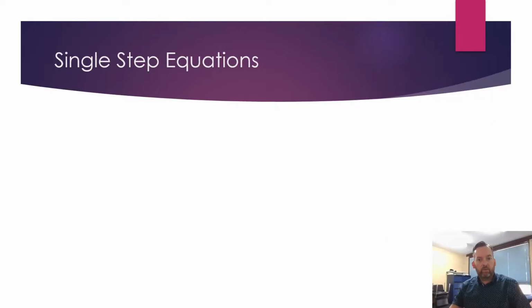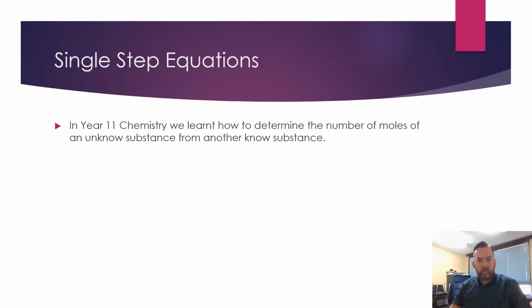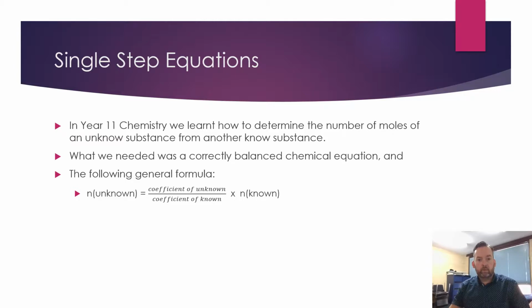So let's have a look at what we know so far. We know about single-step equations. In Year 11 chemistry, we learned to determine the number of moles of an unknown substance from another known substance. What we needed was a correctly balanced chemical equation and the following general formula: the number of moles of any unknown substance is the coefficient in front of the unknown over the coefficient in front of the known, times the number of moles of the known. And from that, we can determine anything we like.